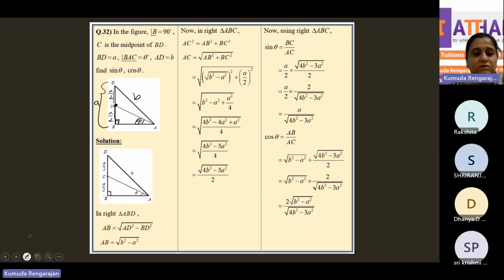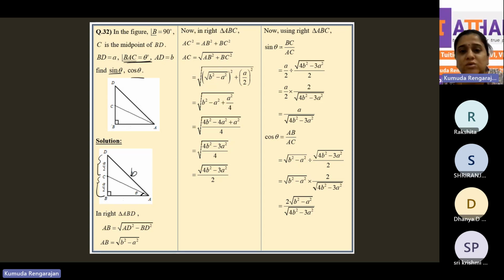So this is the question figure. I've marked everything here. Whatever is given, AD is given to be B units. I've marked here, and A by 2 here. See, this one is A by 2. Correct? All right. So we need to find, this is theta because it's given here. Angle BAC is theta. We need to find sine theta and cos theta.